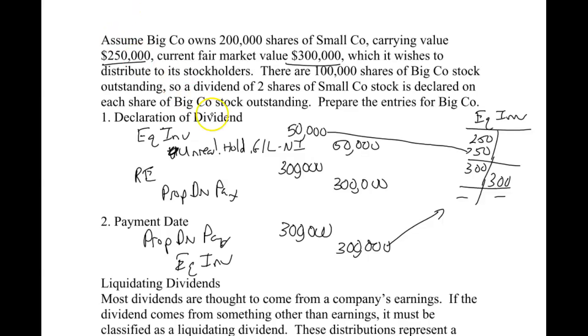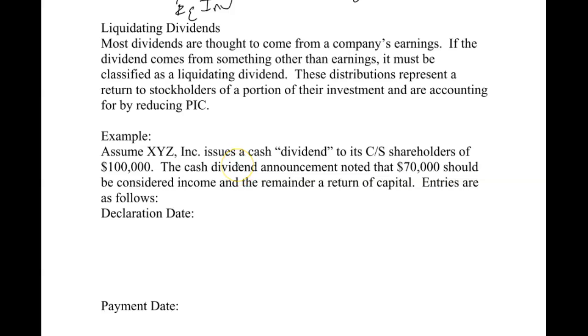All right, the third type is a liquidating dividend, and then we'll jump ahead to stock dividends and then stock splits in the next video. All right, so liquidating dividends, these are less common. You don't hear too much of these, but if you look at that formula I wrote on the previous page, where dividends reduce retained earnings because they're thought of to be from earnings, and that's what it's saying right here. If the dividend comes from something other than earnings, it must be classified as a liquidating dividend. So how do we handle that? Okay, so they're accounted for by reducing paid-in capital because they're considered a return of a portion of the stockholder's investment.